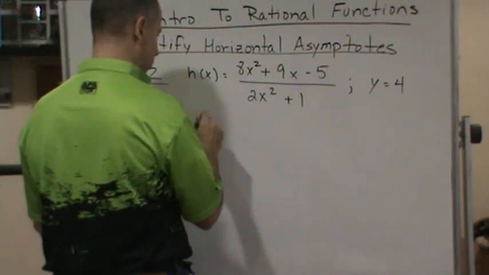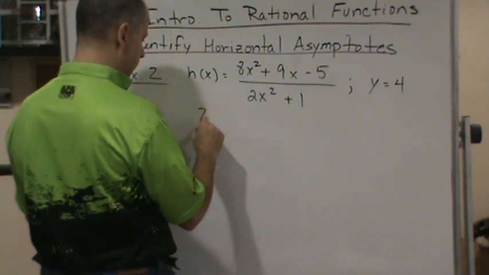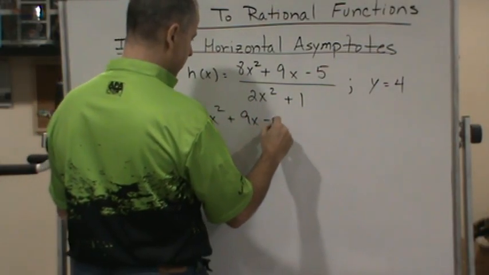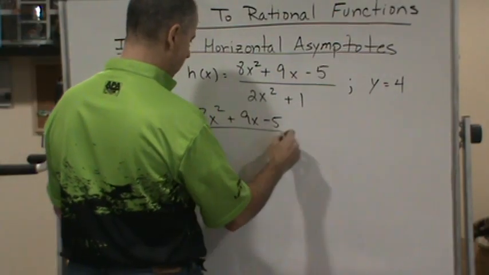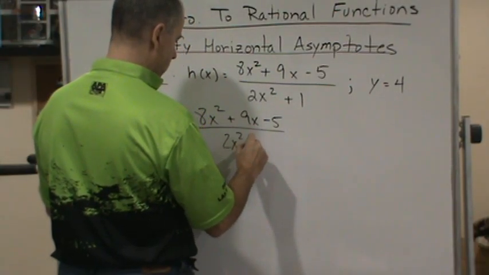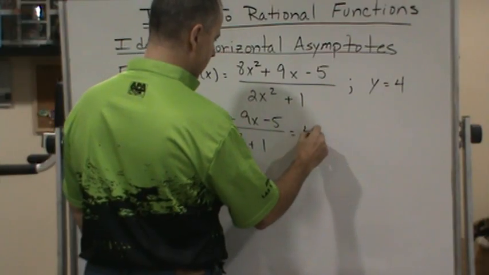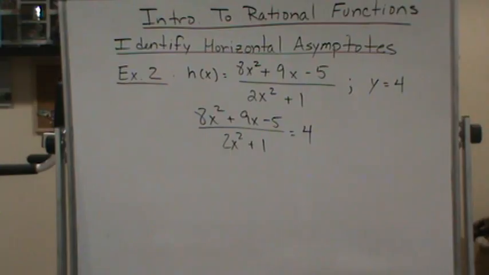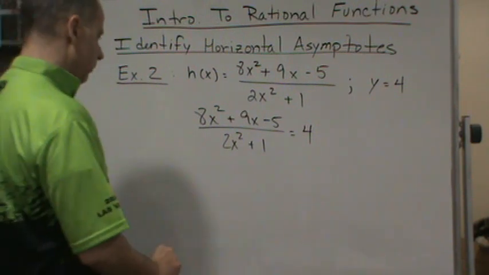So what I'm going to do is take 8x squared plus 9x minus 5 all over 2x squared plus 1, and set it equal to 4. And I'm going to solve this, and it's real easy. If I solve this and I find the values of x that make this true, then guess what? Those are the points where it crosses the horizontal asymptote. All right, so let's solve this.